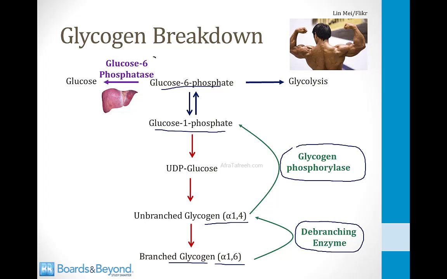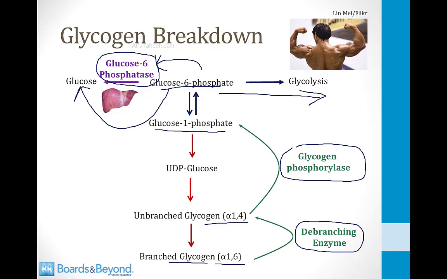In the muscle cells, there is no glucose 6-phosphatase, so the glucose 6-phosphate can only be used for glycolysis inside of the cell which initially stored the glycogen. In the liver, because of the presence of the enzyme glucose 6-phosphatase, glucose 6-phosphate can be converted to glucose and released into the bloodstream so it can maintain blood sugar levels during times of fasting.